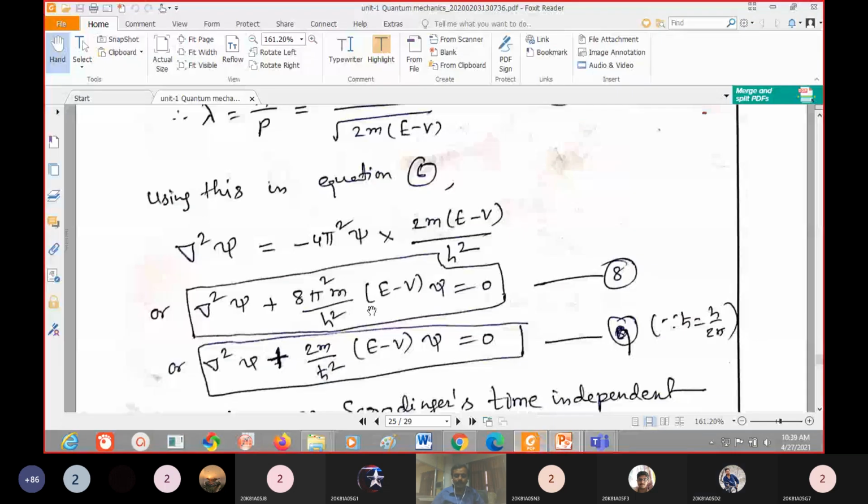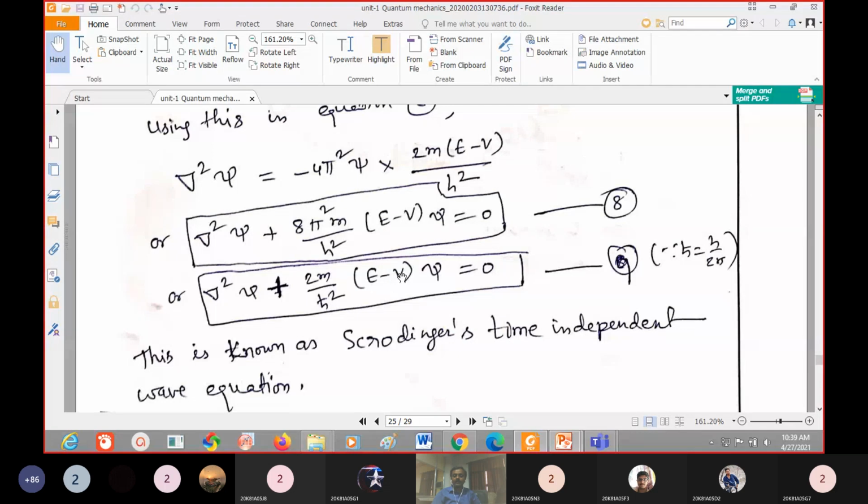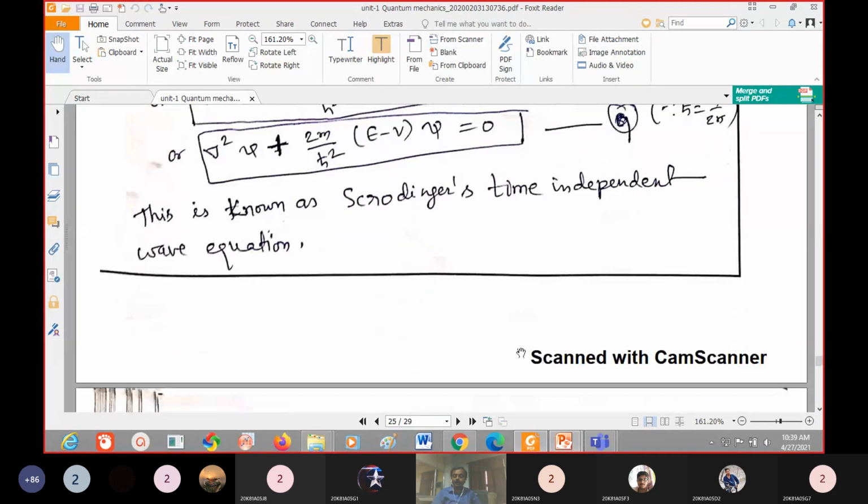So this is the Schrödinger time independent wave equation. If you simplify this further, we can write h cross is equal to h by 2 pi. If you substitute like that, we get this equation. At a particular time they will ask for free space, where potential is 0. So if potential equals 0, we get the further equation del square psi plus m by h cross square into E psi is equal to 0. This is the Schrödinger time independent wave equation.